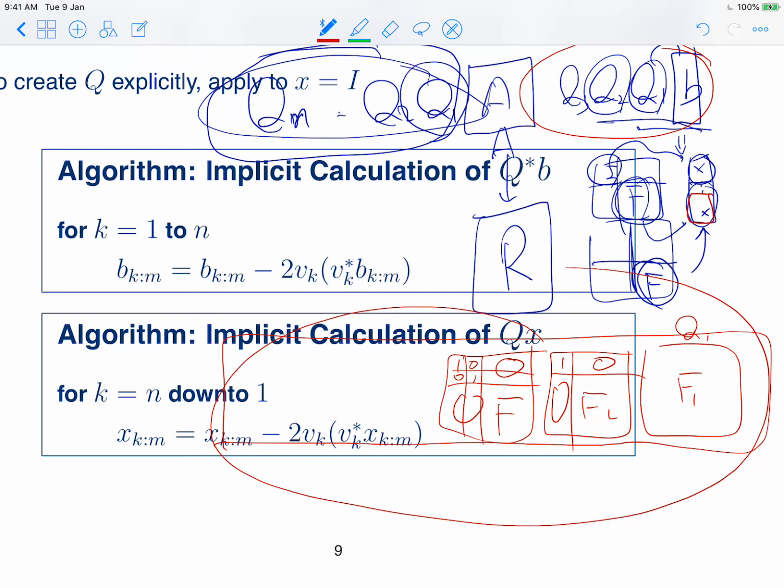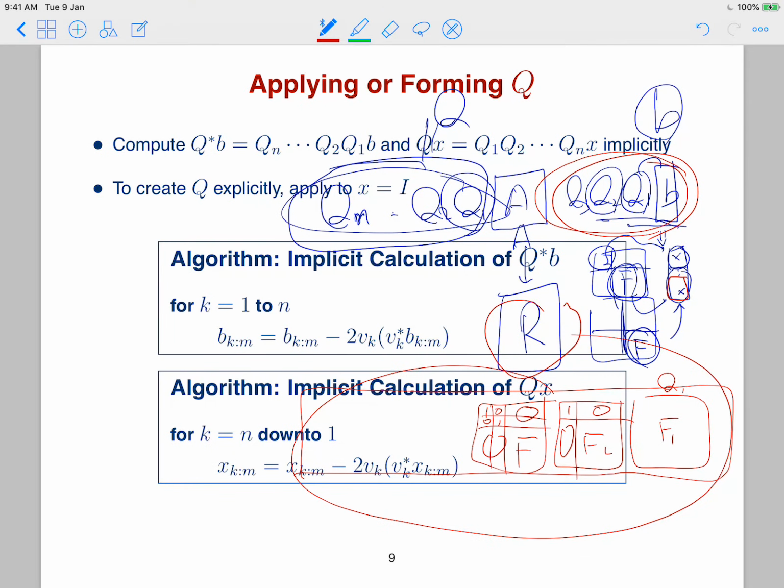So we only compute R, and also we only compute Q transpose B, just by multiplying the lower and lower part of our matrices or vectors. That is the idea of this implicit calculation of Q transpose B or Q times X. Any questions so far?